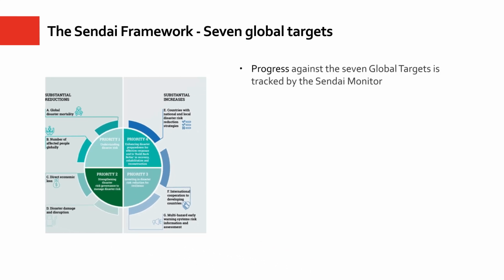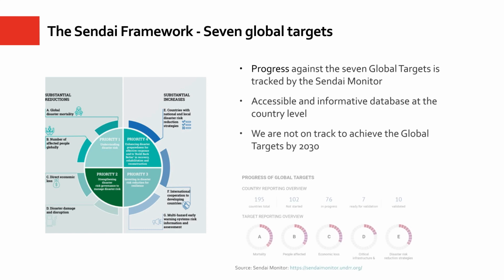Countries report their progress on the implementation of the Sendai framework in the Sendai Monitor. It is also an informative web-based database accessible for everyone, sharing information on progress towards the 7 framework targets aligned to the 4 priorities. And it can give useful information for the planning of country strategies and projects.